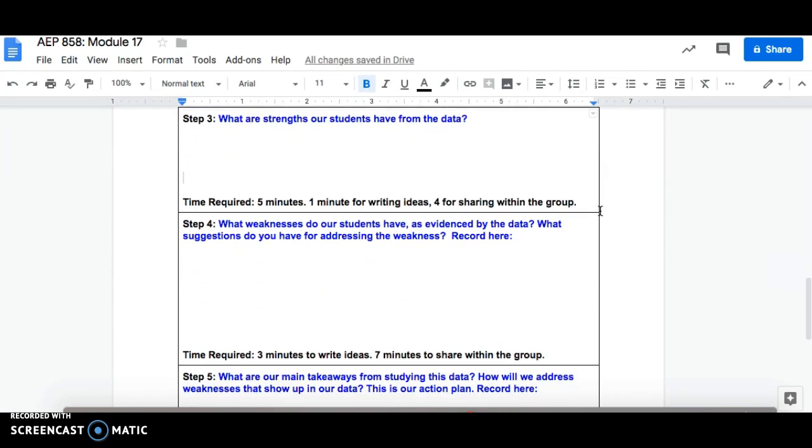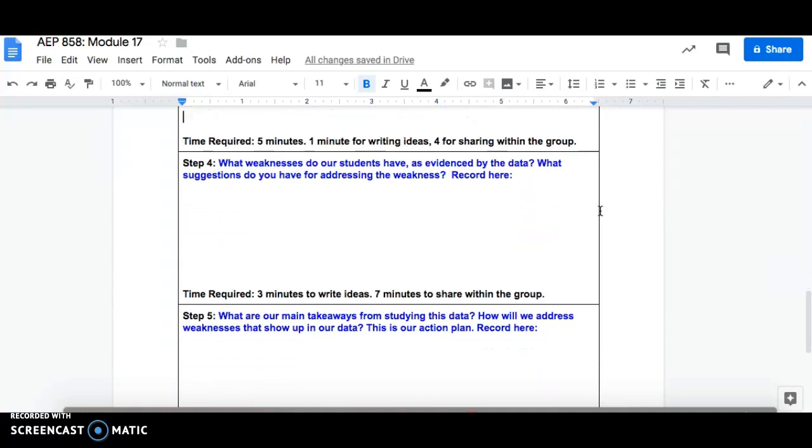Step 4 is, what weaknesses do our students have as evidenced by the data? What suggestions do you have for addressing the weakness? Record here. And so again, taking about 3 minutes to write ideas, 7 minutes to share within the group. And within this, we're also looking at how we can solve these weaknesses, what are some areas that we can work on to improve our school and our instruction.